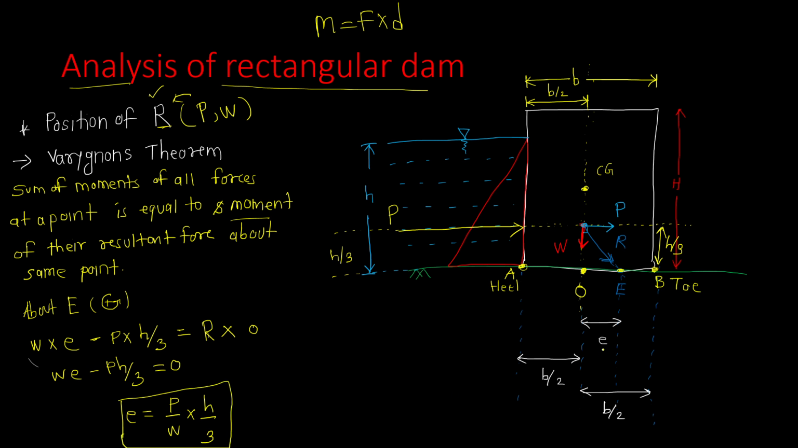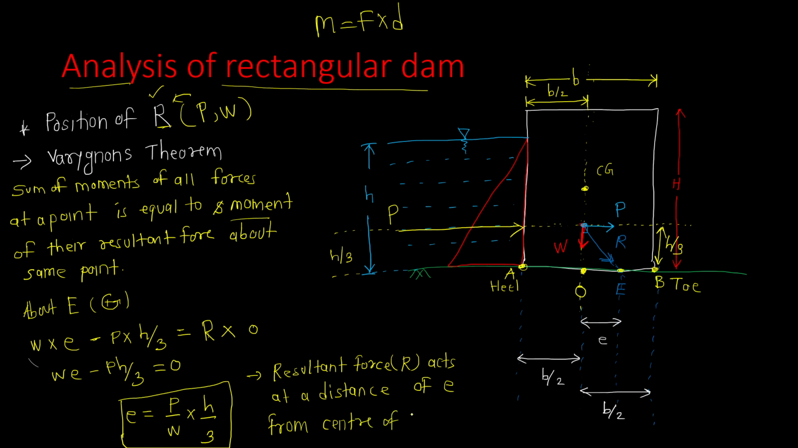I hope it is clear. This e value is P by W into h by 3. So we can write here a statement: the resultant force R acts at a distance of e from the center of base, that is O. म्हणजे O पासनं, from this O point, what is the distance of point E? It is equal to small e, and what is the value of small e? P by W into h by 3.